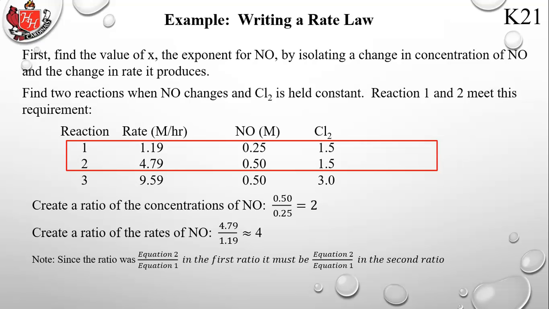So since the ratio was reaction 2 over reaction 1 in the first ratio, it must be reaction 2 over reaction 1 in the second. So again, what I was saying is that you put reaction 2 over reaction 1 in both of those.